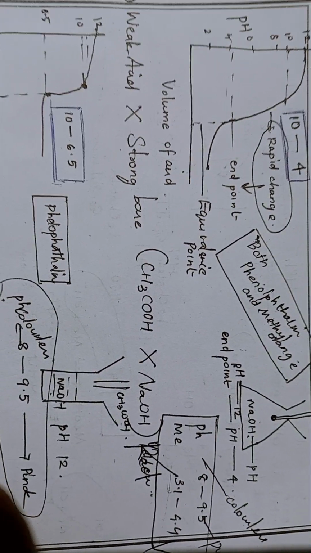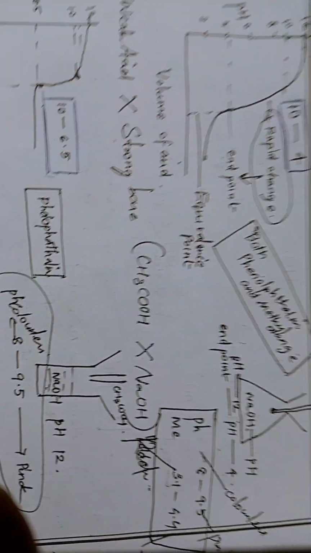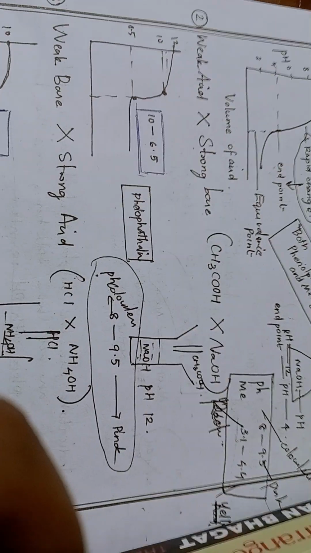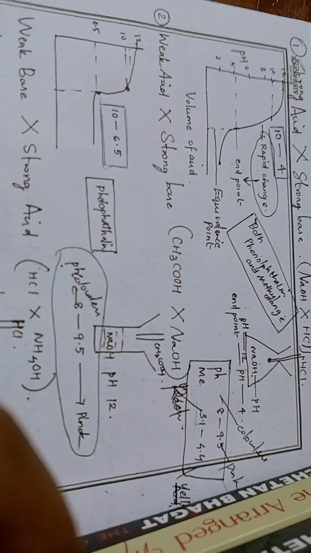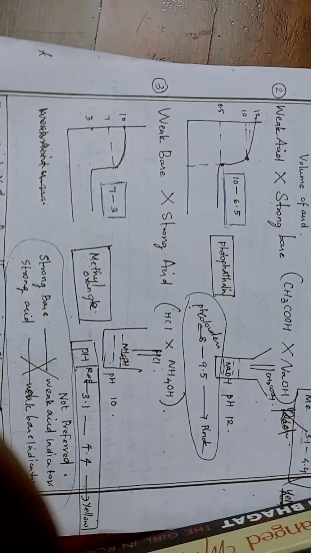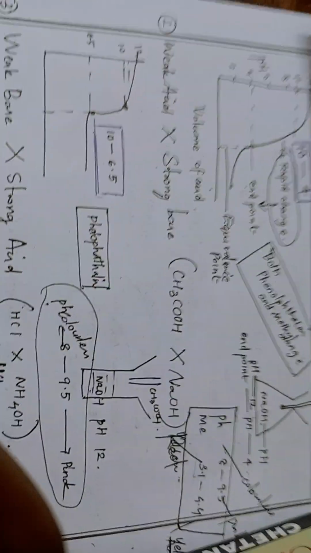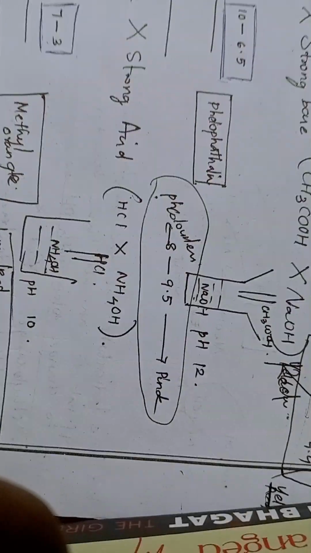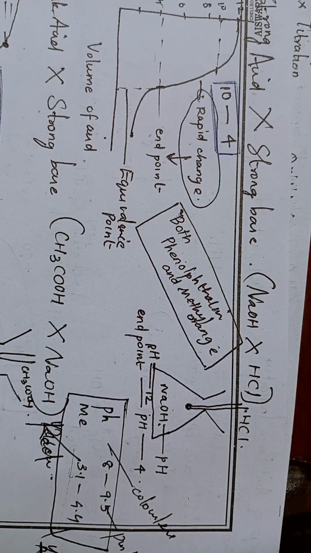Now these are the types of acid base titration: strong acid with strong base, weak acid with strong base, weak base with strong acid. Weak acid with weak base is not there, which we will discuss, okay? Because in the case of weak acid with weak base, no rapid change in pH can be determined. Only if there is a rapid change in pH can we find the end point using certain indicators.